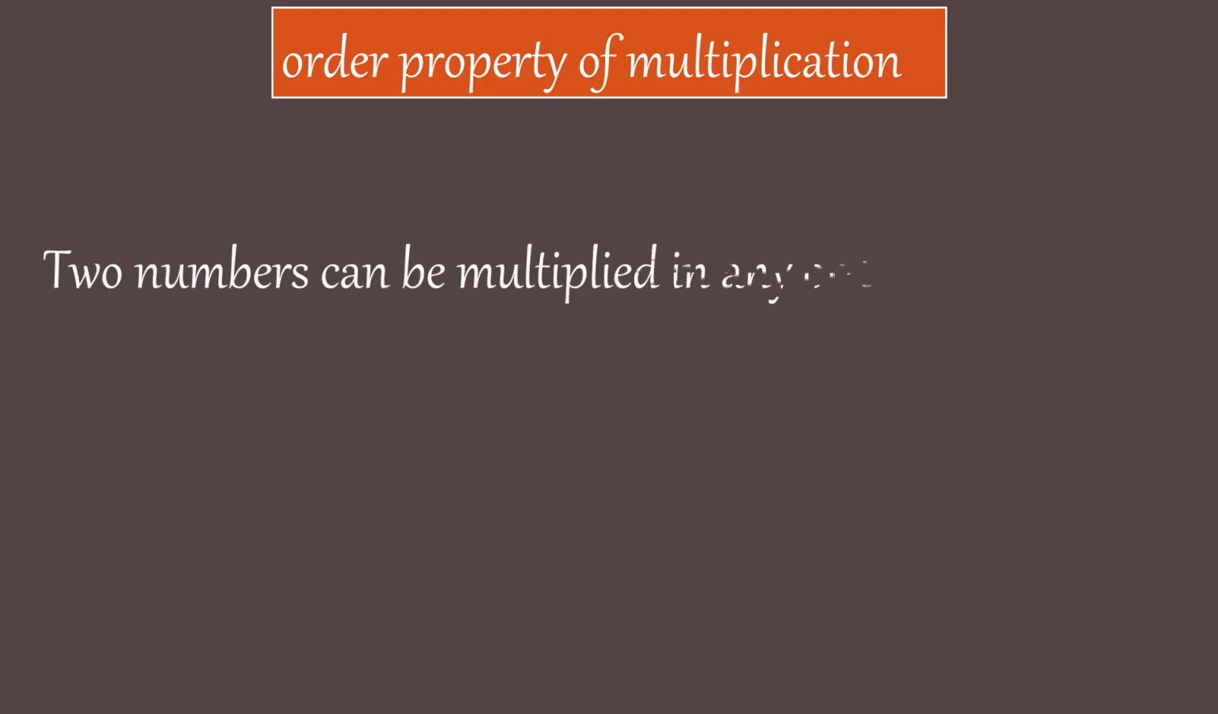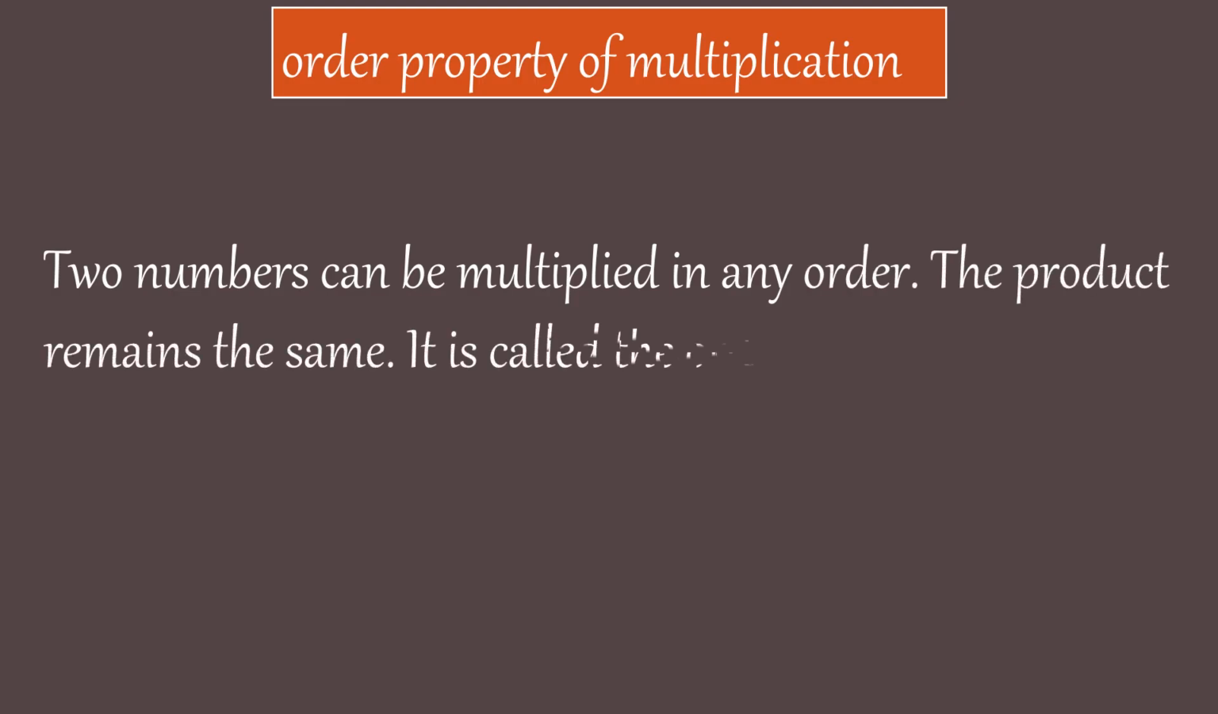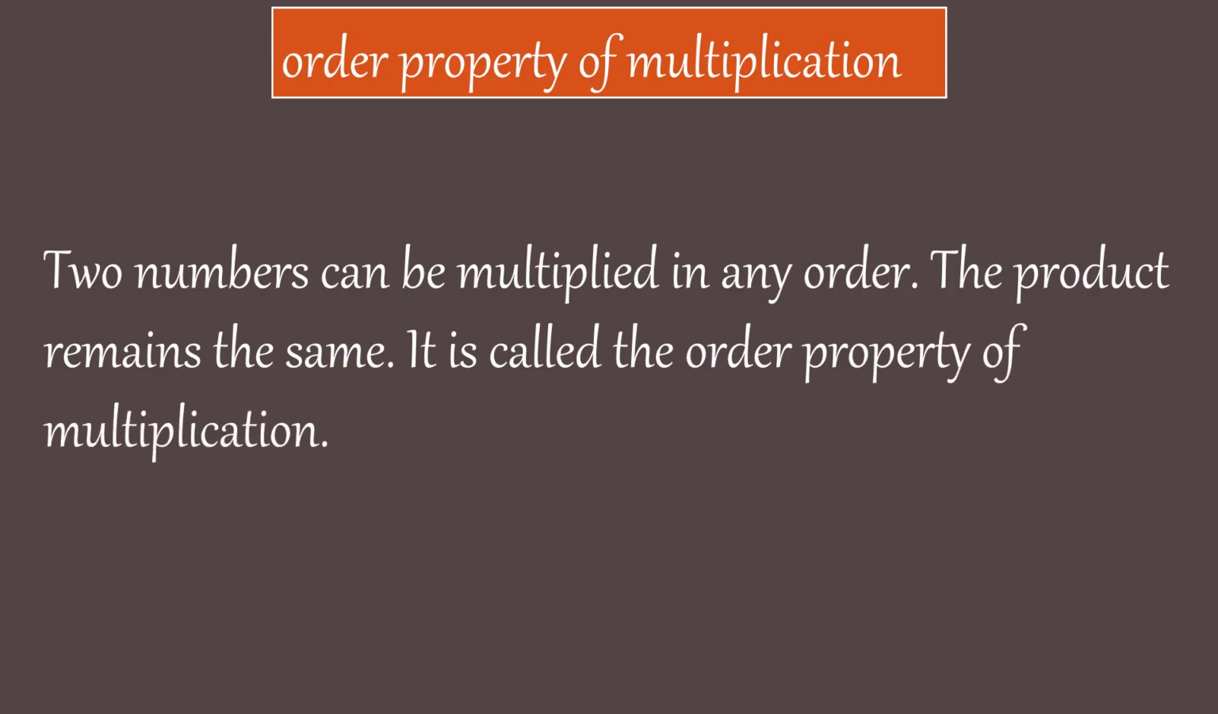Two numbers can be multiplied in any order, the product remains the same. It is called the order property of multiplication. Once again, two numbers can be multiplied in any order. The product remains the same. It is called the order property of multiplication.